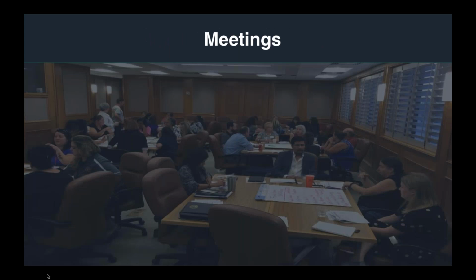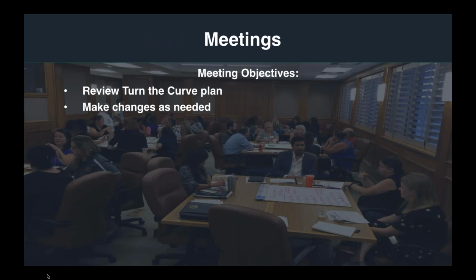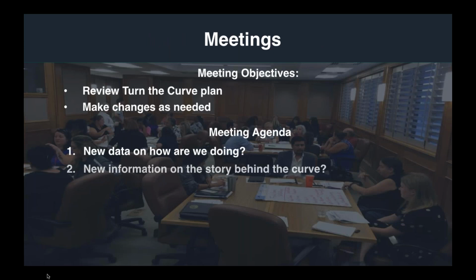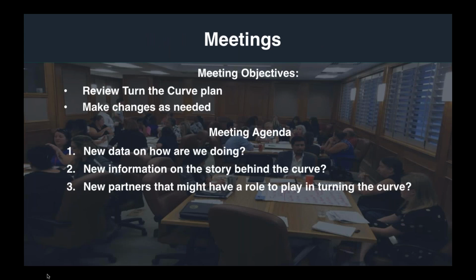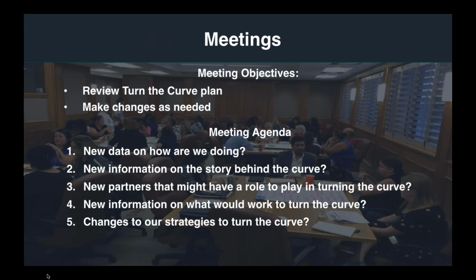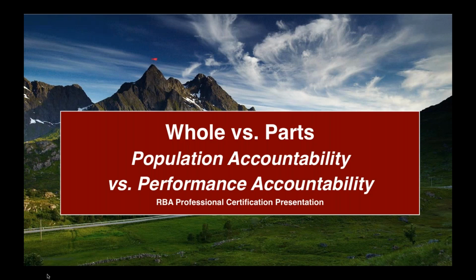And this is a great format for meetings, right? We're going to review the Turn the Curve plan and make changes as needed. We're going to ask basically as our agenda the 5 questions, right? How are we doing? What's the story? Who are partners? Any new information on partners? New information on what works? Does any of that lead to changes to our strategy? Great. End of meeting. Adjourned. All right. So that's Turn the Curve thinking.